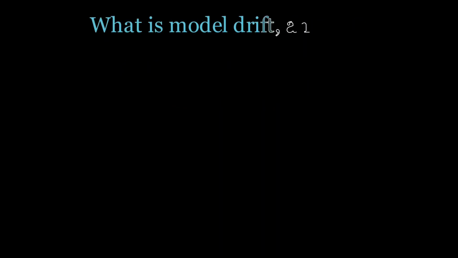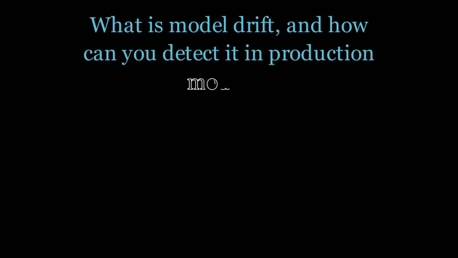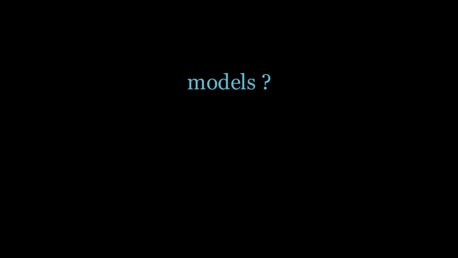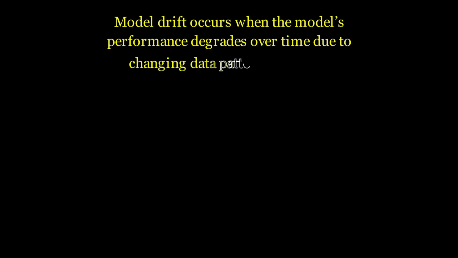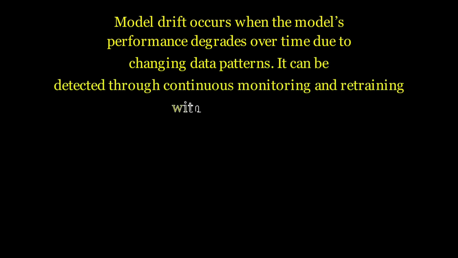What is model drift and how can you detect it in production models? Model drift occurs when the model's performance degrades over time due to changing data patterns. It can be detected through continuous monitoring and retraining with updated data.